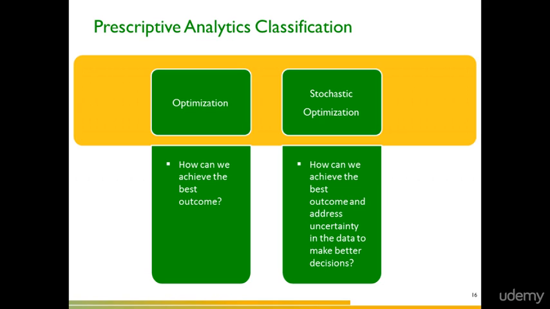So what is the classification of prescriptive analytics? Prescriptive analytics, which is a part of advanced analytics, is based on the concept of optimization, which can be divided into two areas. Optimization: how can we achieve the best outcome? Sophisticated optimization: how can we achieve the best outcome and address uncertainty in the data to make better decisions?